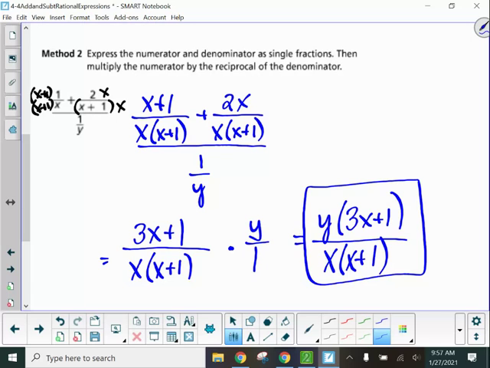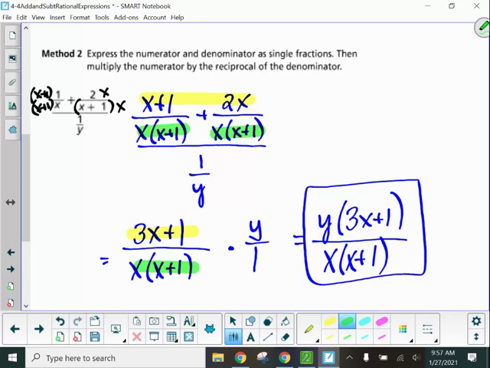So now I'm going to combine the tops, and I can highlight on here so you can see what I did. So I'm going to combine those two together. X plus 1 plus 2x is going to give me 3x plus 1. And then my denominator, those two denominators, that's just going to stay x times x plus 1.